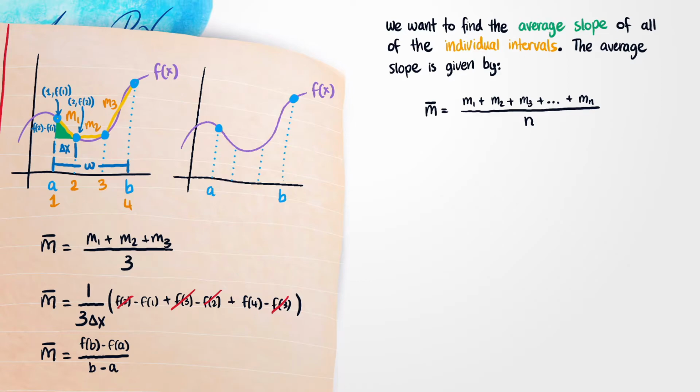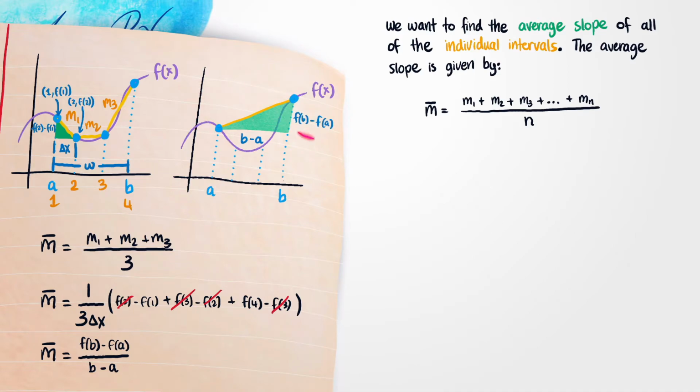Now if we actually look at the graph on the right, we can draw a line directly from a to b. Now if we just go ahead and draw a triangle beneath this line, we can find its gradient as well. Now the width of this triangle is just b minus a. And the height of this triangle is just f of b minus f of a.